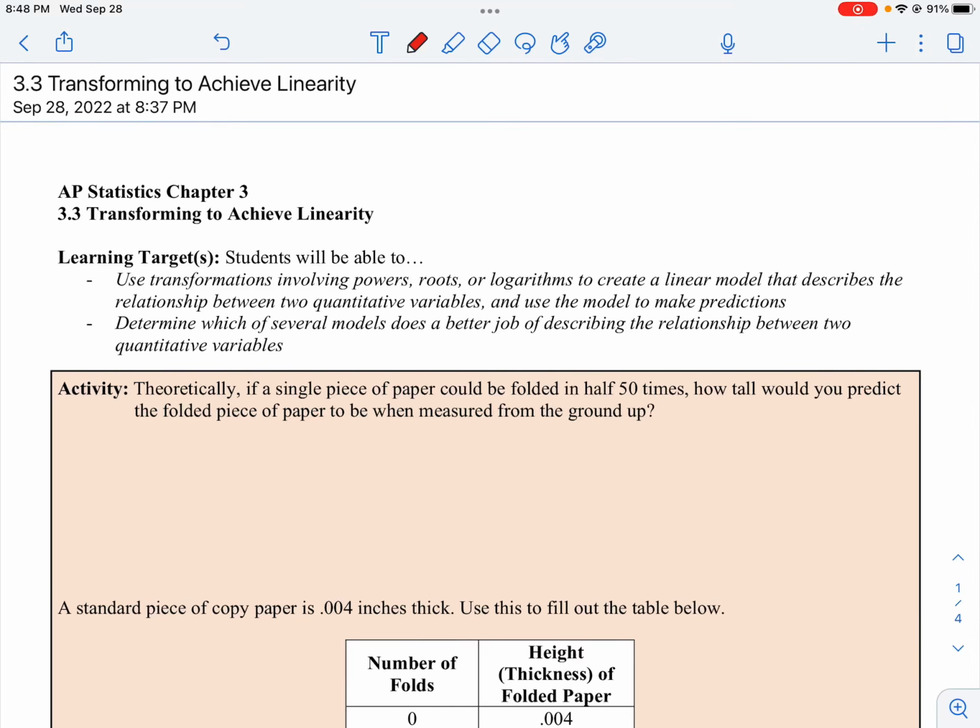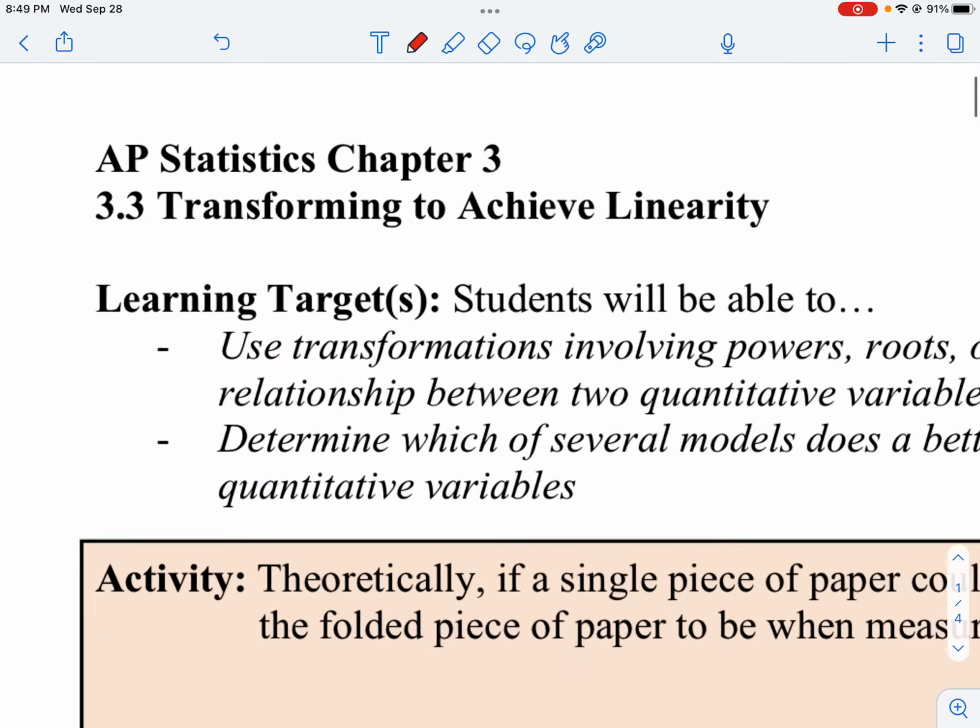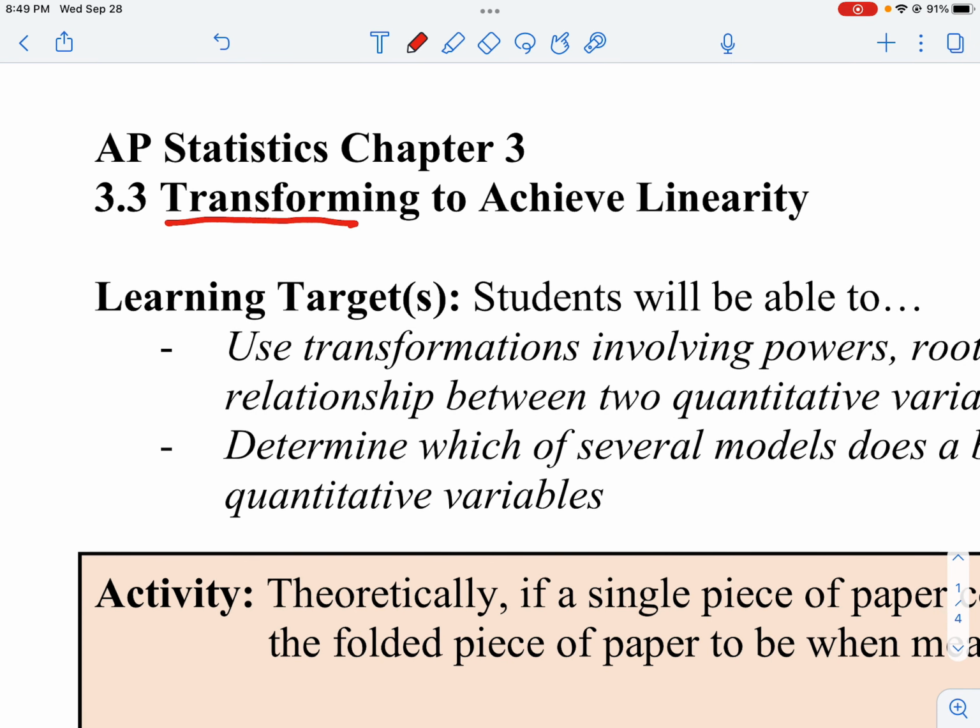Hey everyone, and welcome to our 3.3 lesson, which we can see is on transforming to achieve linearity. So at its base, we know this word transform means to change, and then it says to achieve or accomplish linearity, with that base word being linear.